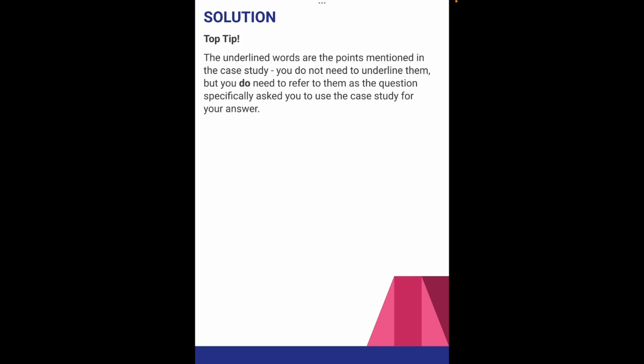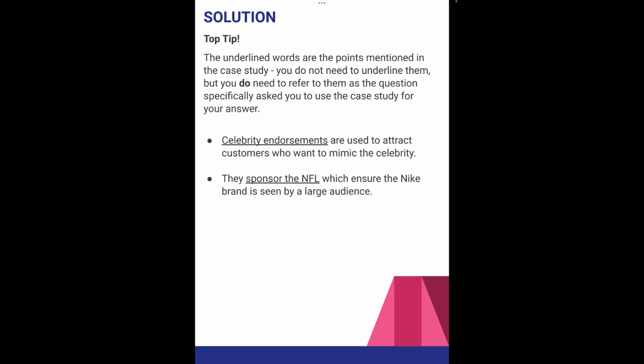Let's now look at the solution to that question. What was key here was that you needed to make sure that you referred to the points from the case study. I've underlined them as part of my response just to highlight them. You don't need to do that. So one of the things they mentioned was celebrity endorsement, and we've got to look at what the reason for using that was. So in other words, describe the advantage of it. And it's here we've got the mention of the fact that it's used to attract customers who want to mimic the celebrity. They also sponsor the NFL, so what's the advantage of that?